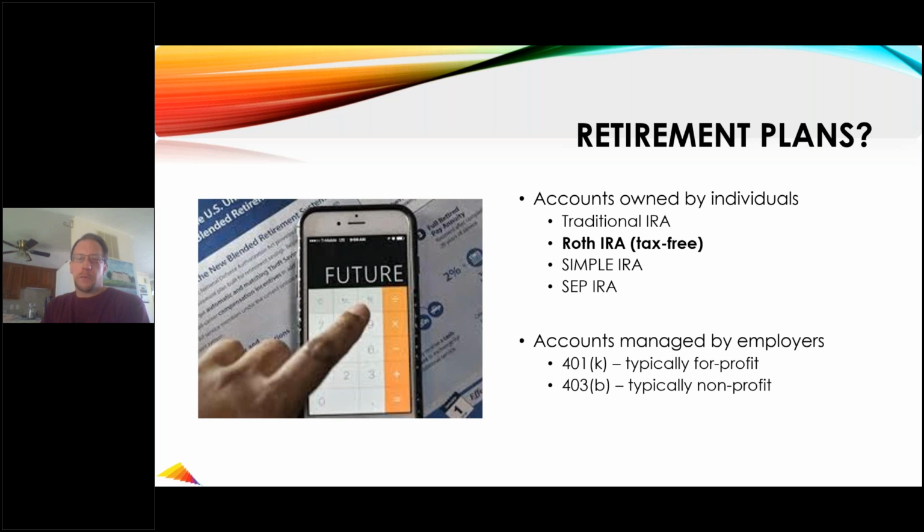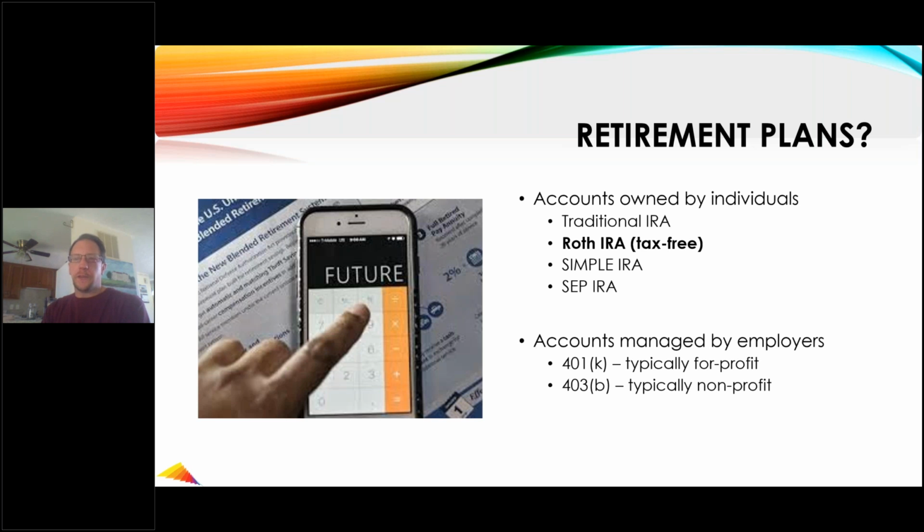So what are retirement plans? The ABLE account is not a retirement plan. The retirement plans, the ones that are owned by individuals, are traditionally going to be your traditional IRA, your Roth IRA. This is the only tax-free account that you have as a retirement plan. Your simple IRA and your SEP IRA. Simple and SEPs may be offered by employers. If you're self-employed, you may be doing one of these.